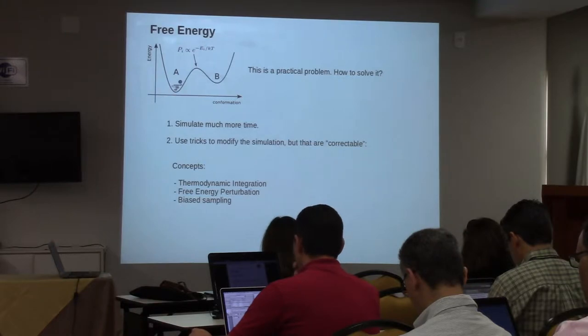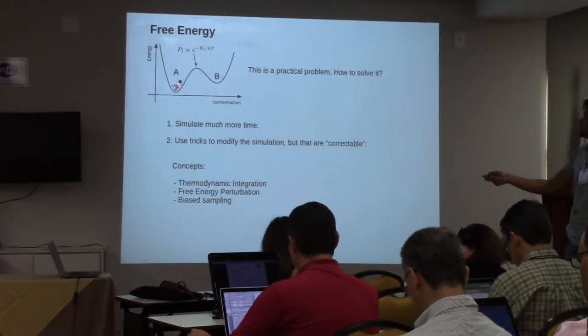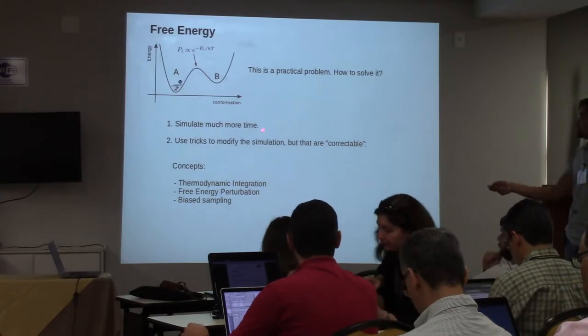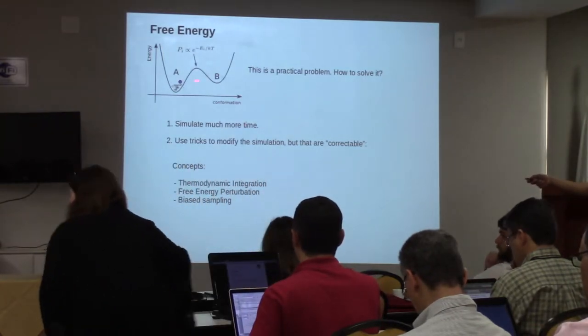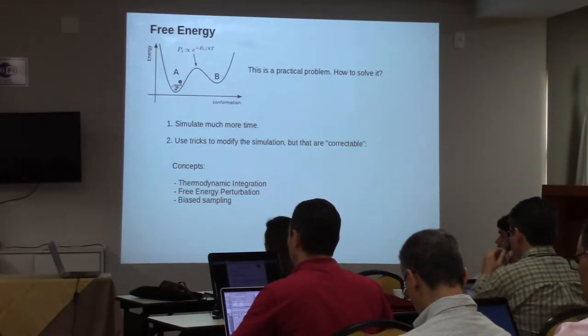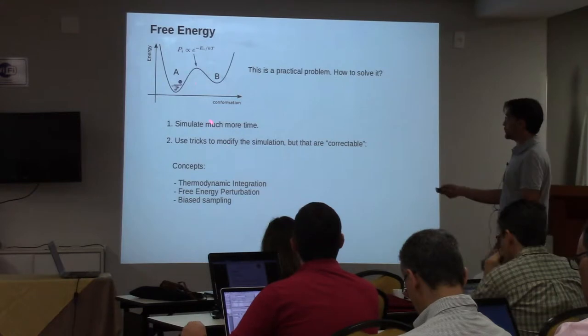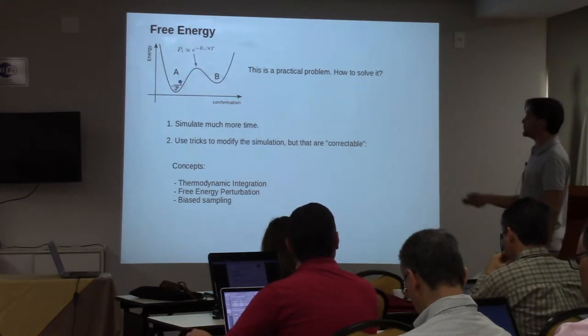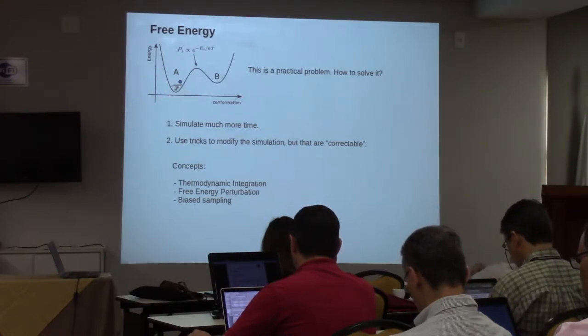The obvious way to solve this problem is to simulate much more time. If our simulation was not able to sample the correct relative probability of these two states, we could simulate much longer, and eventually obtain the relative probability of the two states correctly and compute the free energy difference. However, this is almost never enough, because the time scale of these transitions, the time scale of the stability of one of these states, is much higher than anything that we can simulate. So we have to do something else.